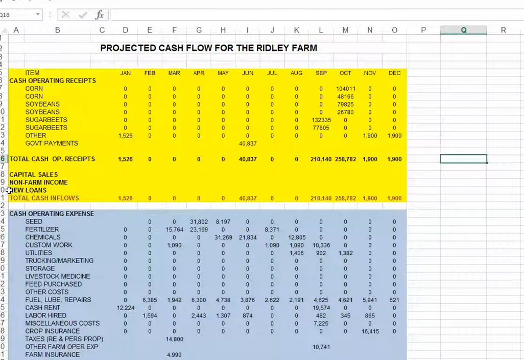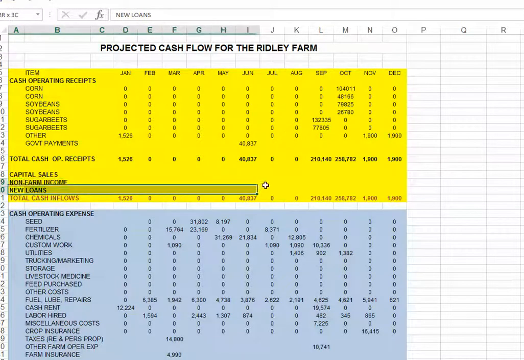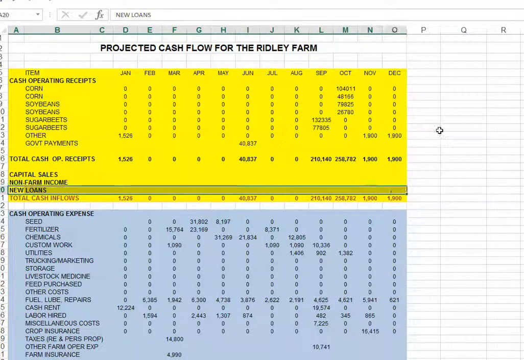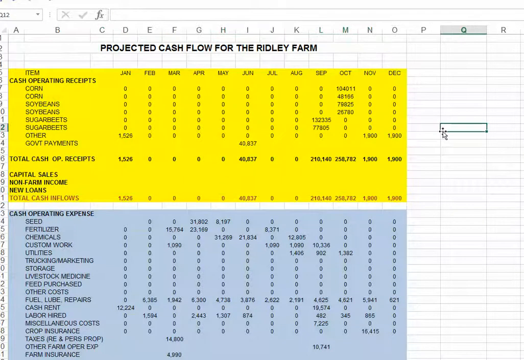The new loans row, this row right here, is for if you're going to borrow money for term debt, and not an operating loan, but term debt. So you're going to buy yourself a new tractor. It's going to cost $70,000, and you want to borrow $60,000 of that. The banker's got to put that $60,000 into your bank account. So whatever month you projected to make that purchase, you'd have to put that $60,000 into your cash flow because that would be money coming in. Now remember, that's just term loans, not operating loans.